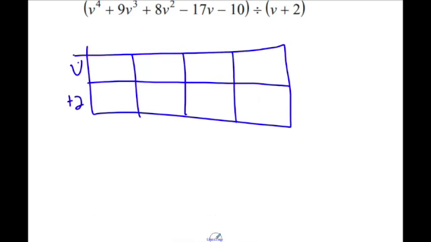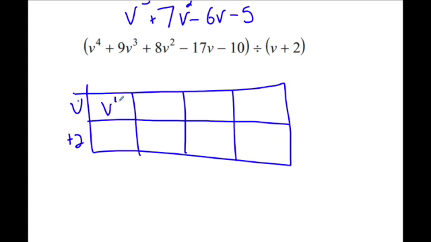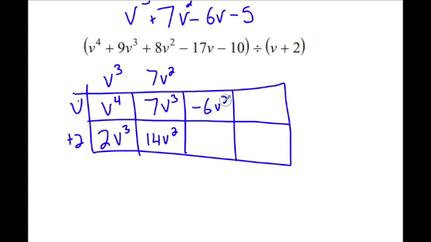To start off, remember we put our v to the 4th in the upper left. So this has to be v cubed, so this becomes v to the 4th. So this is 2v cubed. We need 9 total v cubes, so 2 plus 7 equals 9. And again, I didn't care about the v cubes, right? My big focus was on the powers. So then this has to be 7v squared. So 7v squared times v gives me 7v cubed. This becomes 14v squared. Here I get -6v squared because these need to add.